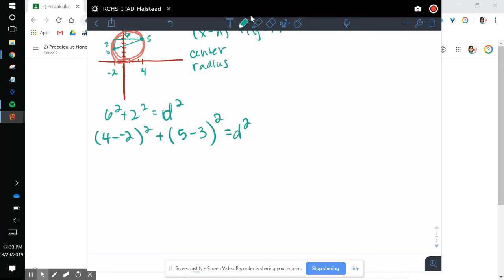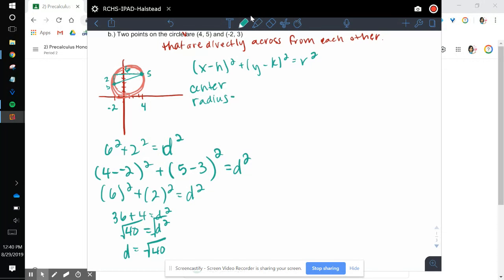So we get 6 squared plus 2 squared is equal to the diameter squared, same as what I had before. So 36 plus 4 is equal to the diameter squared. 36 and 4 is 40, equal to the diameter squared. And then to get the diameter by itself, we square root. I get d is equal to the square root of 40. We leave it as the radical because it's more exact. So the diameter is the square root of 40 units.